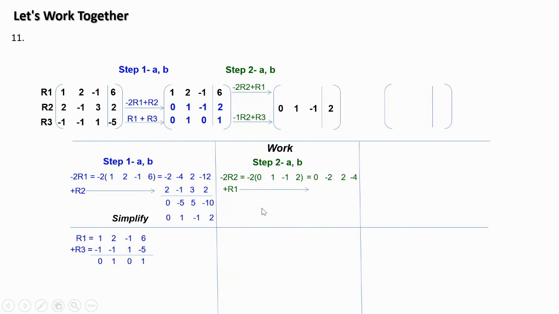And we're going to add it to row 1. This gives us 1, 2, negative 1, 6. So we add them. We get 1, 0, 1, 2. So this is my new row 1.